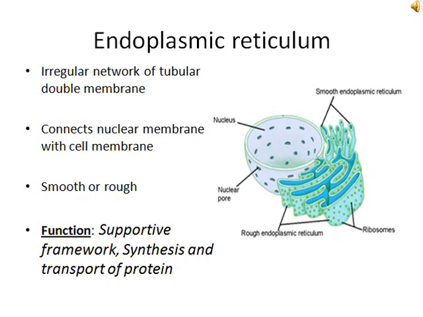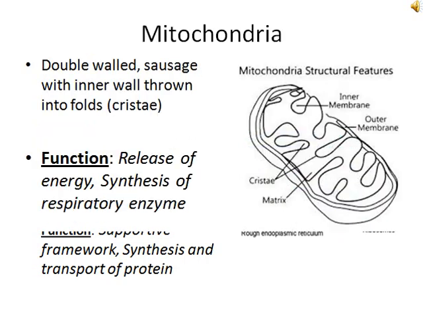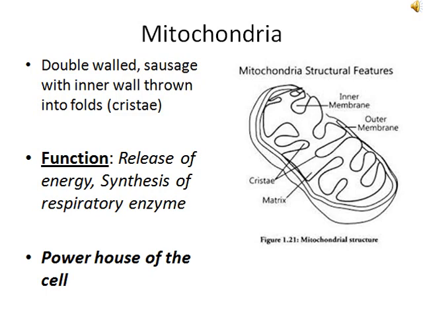Next one is the mitochondria. It is found in both plant and animal cells. It varies in shape but is usually sausage-like. It is a double-walled structure. Its inner wall is thrown into folds. These foldings are called cristae.